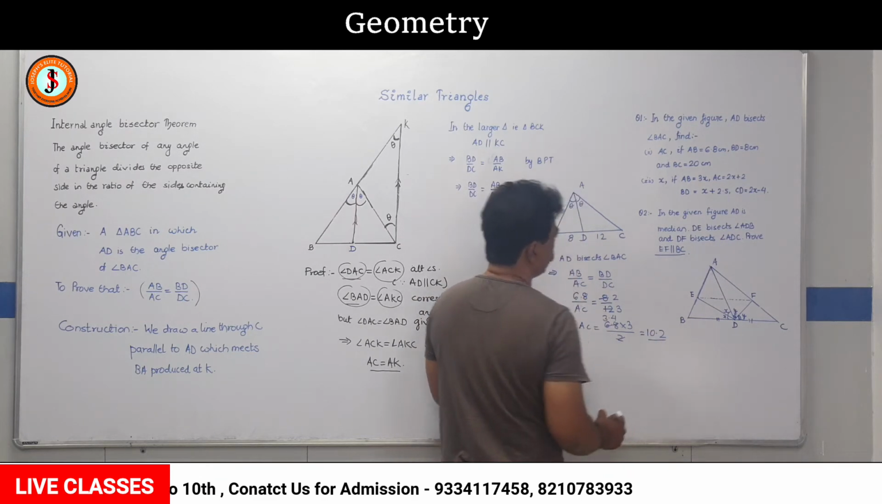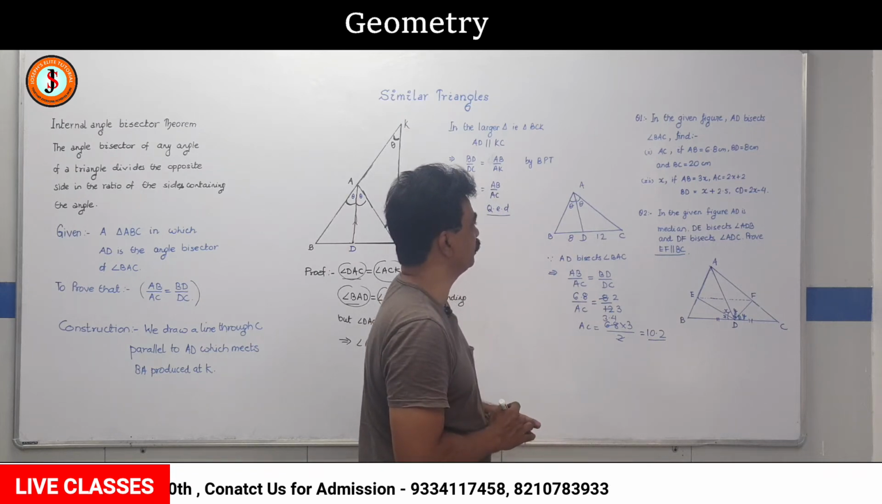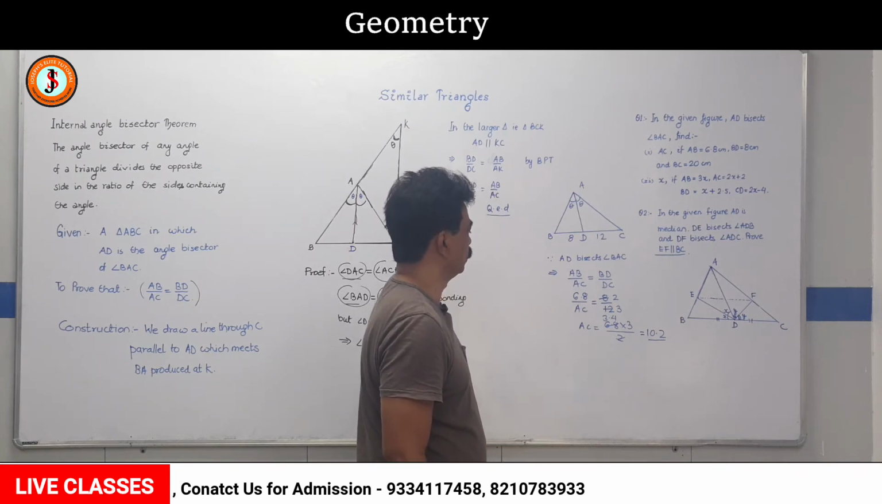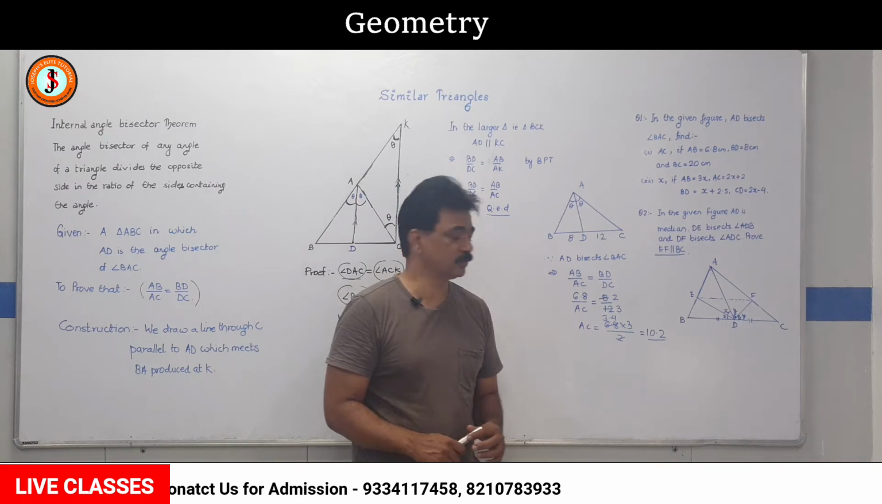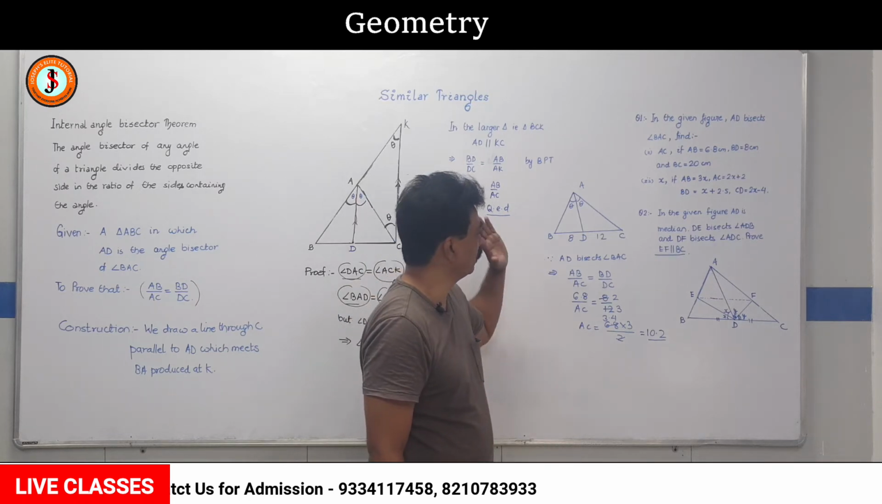So AC will be 10.2. So AC will be how much? 10.2. So did you all understand this? This is the first part. Let us once again see the calculation.